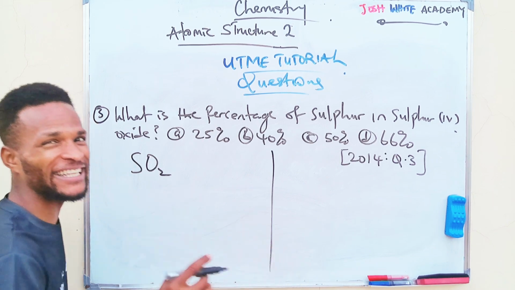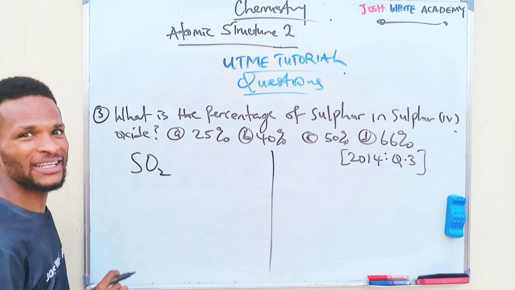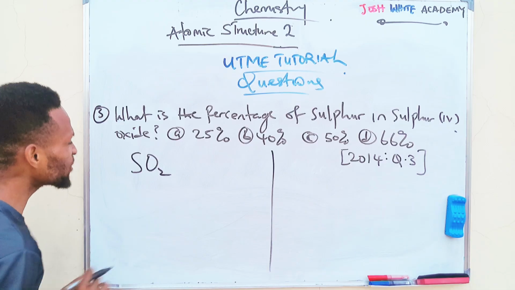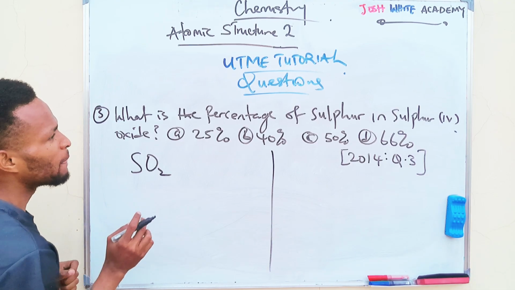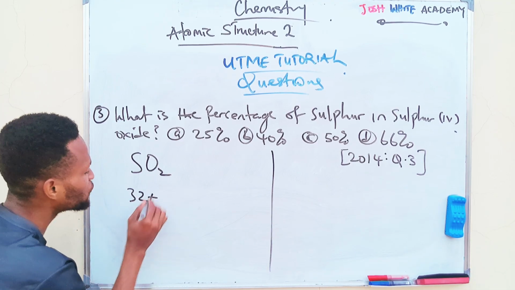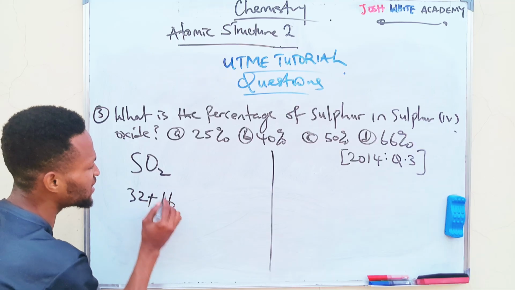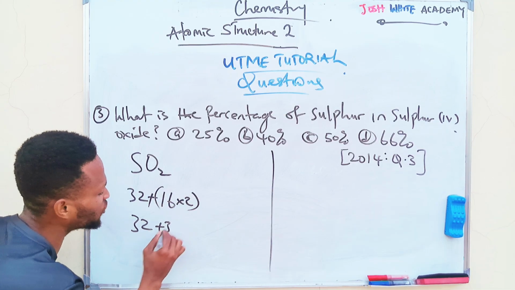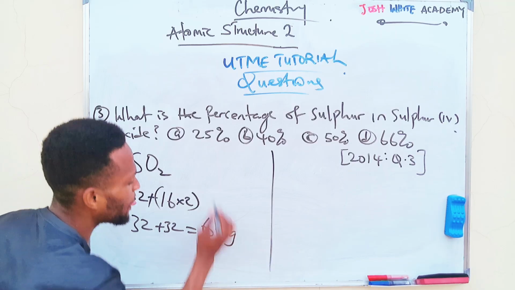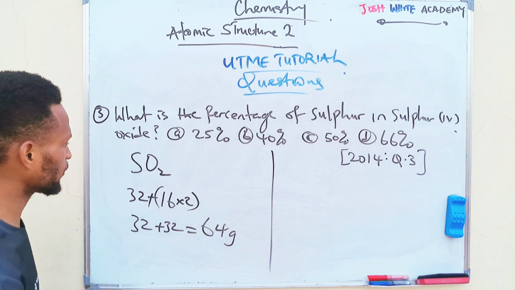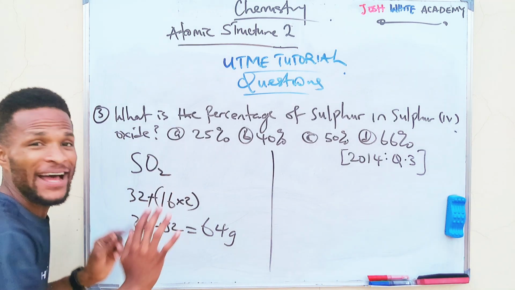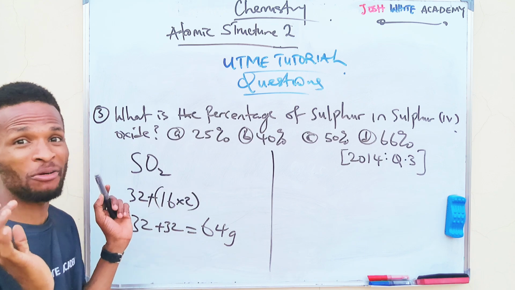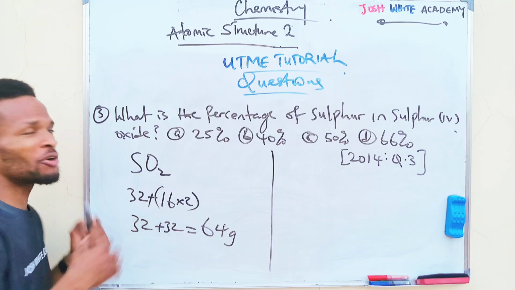Carbon 4 oxide is CO2. Nitrogen 4 oxide is NO2. So sulfur is 32 plus oxygen is 16 times 2, that's also 32. That's 32 plus 32, which is equal to 64 grams. Remember the video I showed on how you can easily get your mass number? Sulfur is number 16.